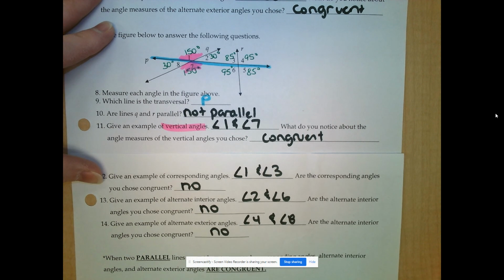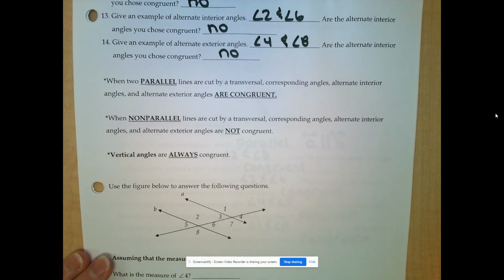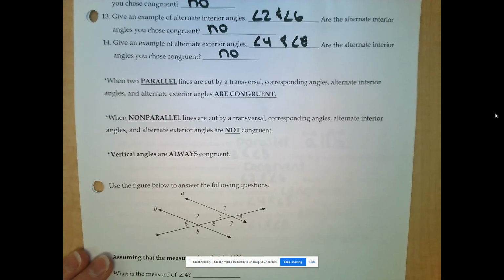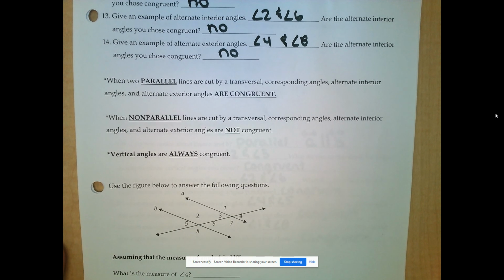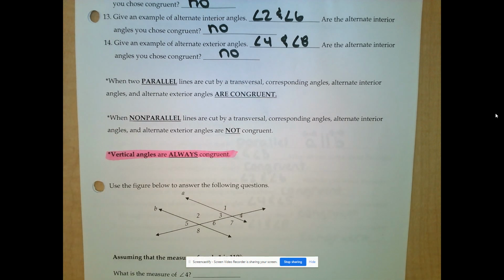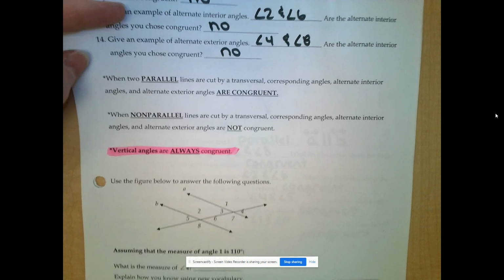So when you have two parallel lines that are cut by a transversal, corresponding angles, alternate interior angles, and alternate exterior angles are all congruent. When non-parallel lines are cut by a transversal, we do not get congruent pairs. The one that holds true are vertical angles, and that's because vertical angles are on one vertex. They're always on a single point of intersection, and they're not relying on those parallel lines.